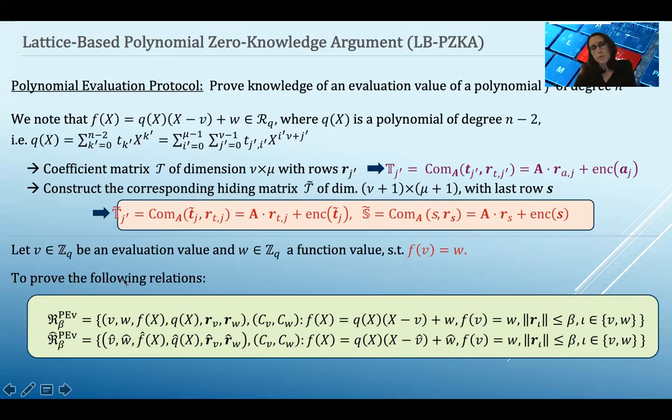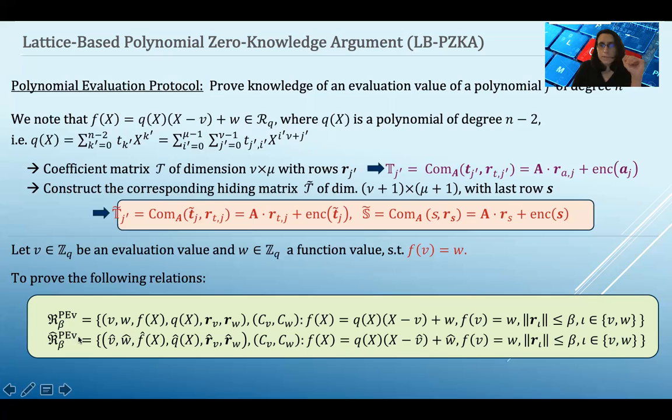What we want to prove are the following two relations. The first one is defined as follows: the secret inputs to the prover are v, w, the two polynomials f and q, and the randomnesses r_v and r_w. The inputs to the verifier are the commitments to v and w. The relation that needs to be proved is that f of x can be written in this way, and the evaluation of f at v is equal to w, where the Euclidean norm of the randomnesses should be upper bounded by beta.